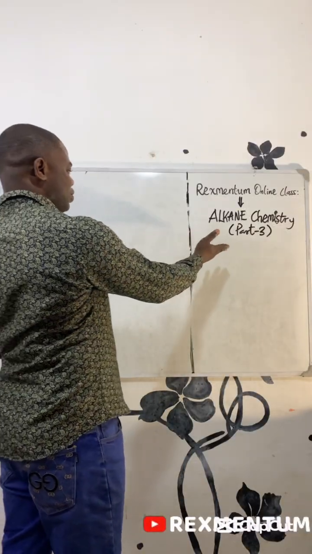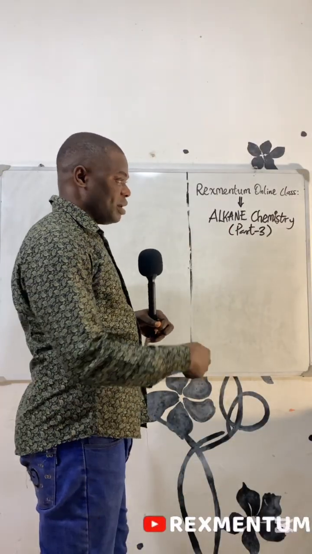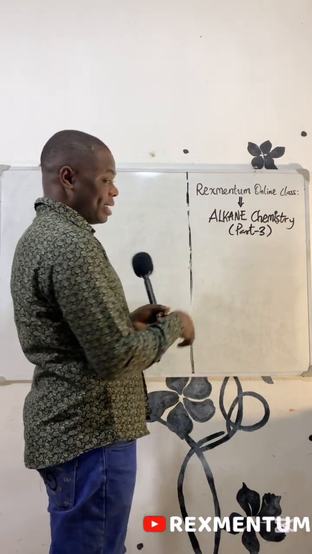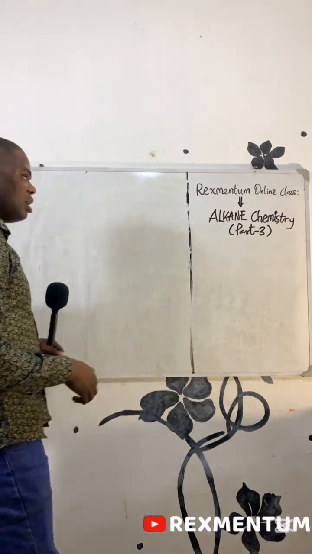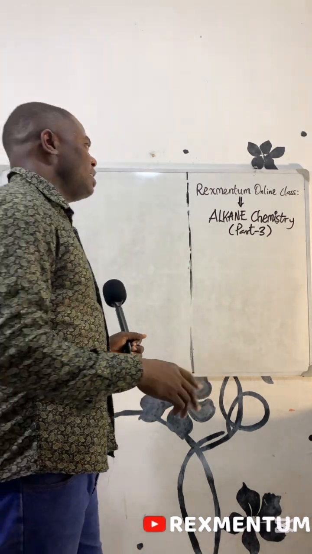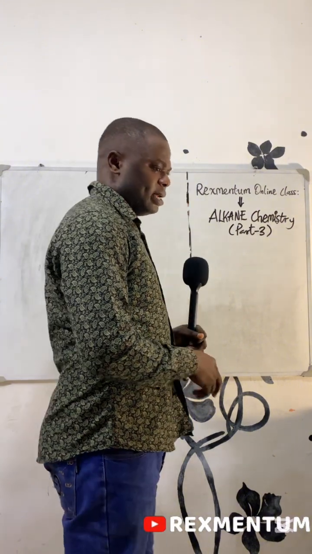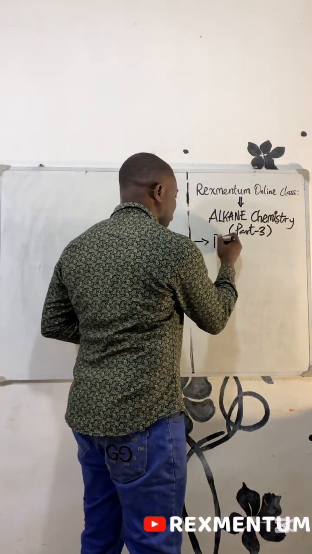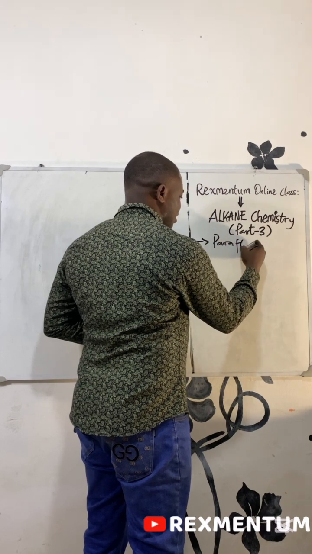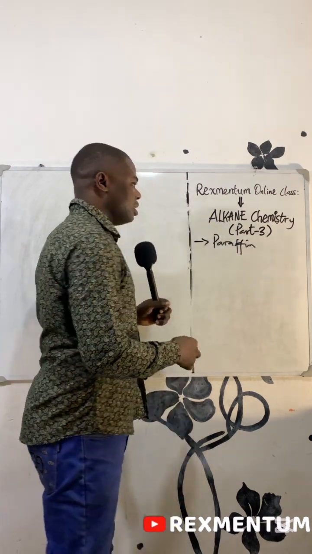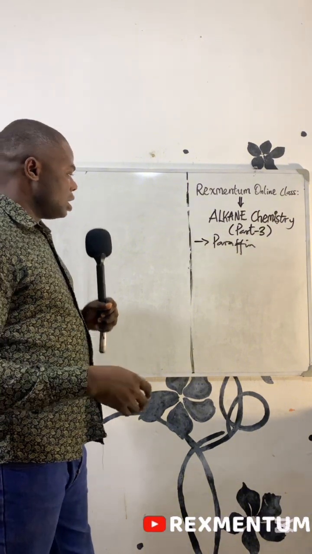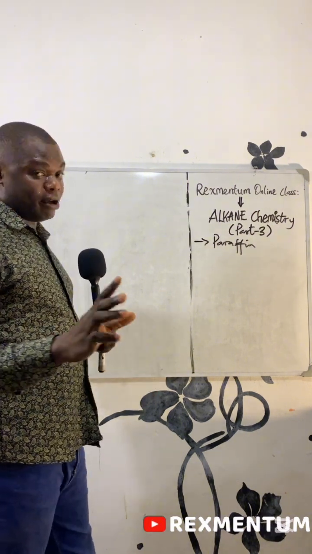Today I want us to go through part 3 of this series. We'll talk about alkane chemistry, the chemistry of alkanes. Of course, we need to understand some certain things about alkanes. Alkane is otherwise known as paraffin. Don't forget paraffin, reason being that it shows little or no affinity to an organic reagent. So that's why we call it paraffin.